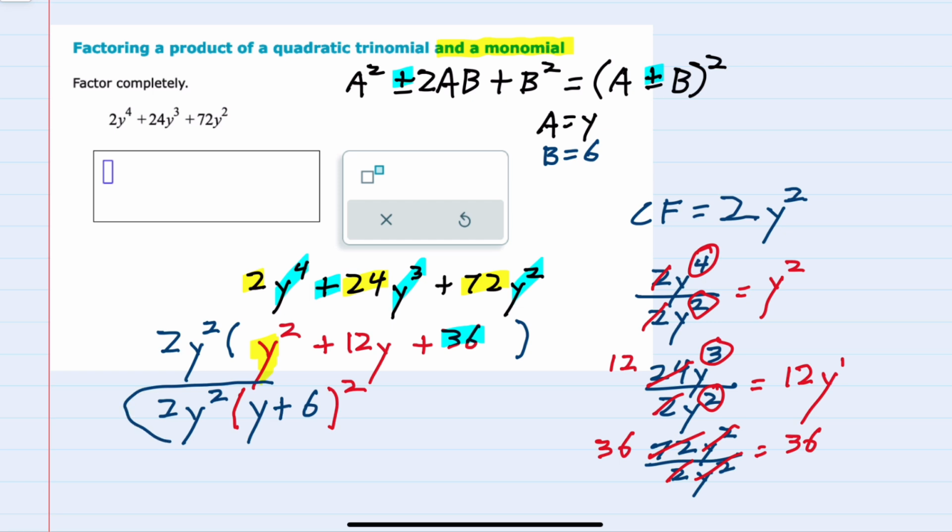This is now completely factored, and we did it in 2 steps. First by factoring out the greatest common factor, 2y squared, and then recognizing the trinomial as a perfect square trinomial, we used that form to factor it as a perfect square.